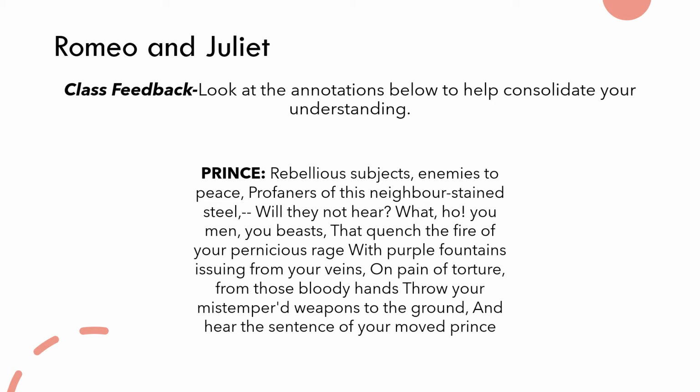Look at the annotations below to help consolidate your understanding. Now the first bit I'd like to draw to your attention is this first line here, where Prince says rebellious subjects. So what he means when he says this, he's referring to the servants, the people who are engaging in this street fight, as people who are acting out against their leader. This is not something that he would want to be seeing actually happen, because it makes them look very dishonourable because of the way that they're carrying out their actions.